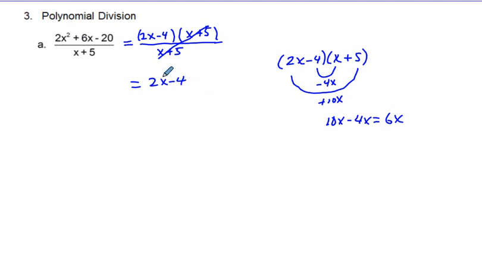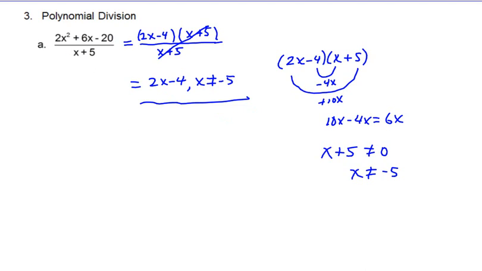And so 2x minus 4 is equivalent to the original polynomial division problem here, except there's something missing. We cannot divide by 0 in math or in algebra, so x plus 5 cannot equal 0. So therefore x cannot be equal to negative 5. So a proper solution is not going to be only this 2x minus 4, but also the condition, comma, x cannot equal negative 5. So that would be our answer here.